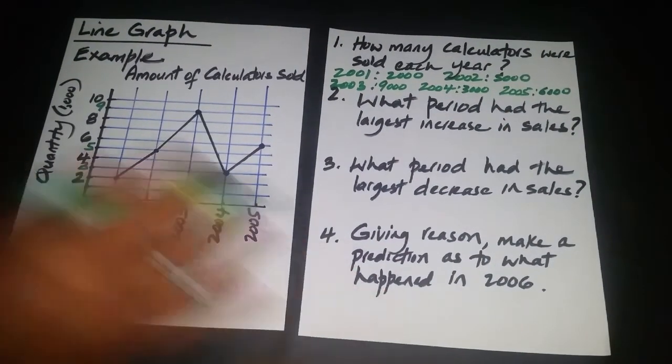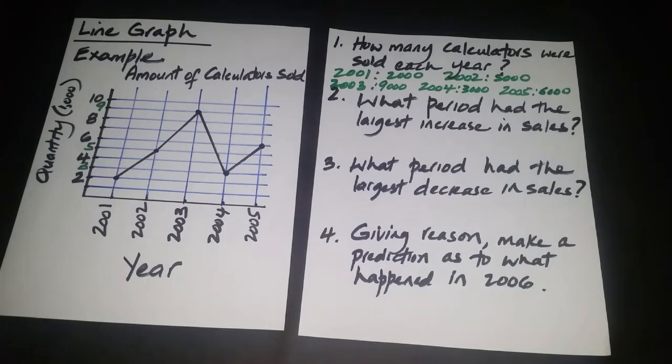Again, in 2001, we had 2,000 calculators sold. In 2002, we had 5,000 calculators sold. In 2003, 9,000 calculators sold. In 2004, 3,000. 2005, 6,000 calculators sold. Now question 2 says, what period had the largest increase in sales?